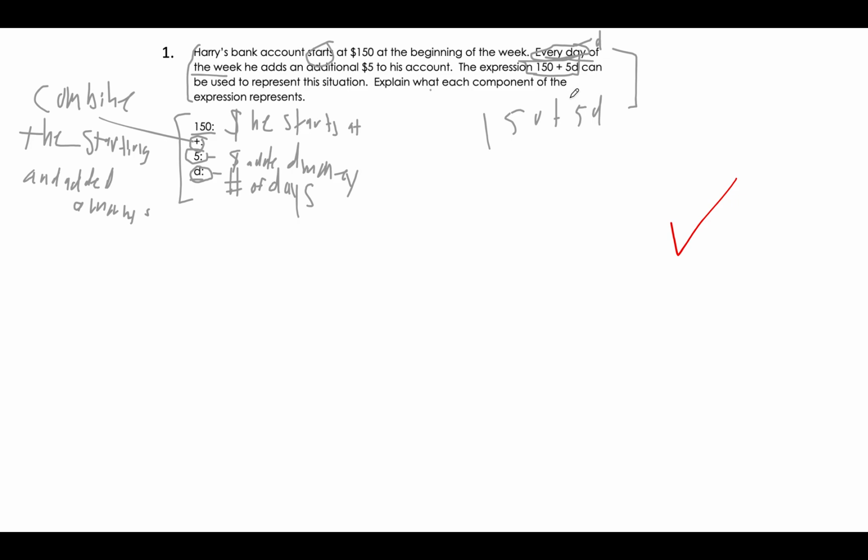of the expression represents. So, we just are going to break this down, and we know that 150 is the amount that Harry starts at. That's given to us in the problem. Skip the plus for right now. The 5 is going to be the additional $5 he adds to his account every day. And D is going to be the number of days, D. And with the plus sign, it means that we're going to be adding $5 per day to our 150. So we're combining the starting and the added values.